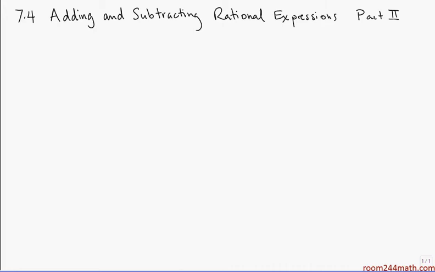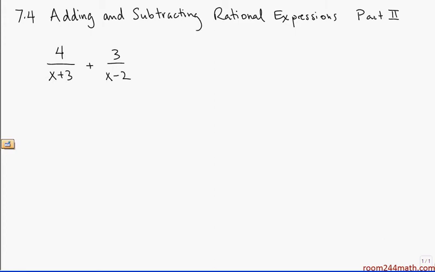We're going to continue looking at adding and subtracting rational expressions, this time with more complicated denominators, binomial and trinomial expressions. So let's start off with a fairly straightforward example. Let's say we have 4 over x plus 3, and we're adding to that 3 over x minus 2.